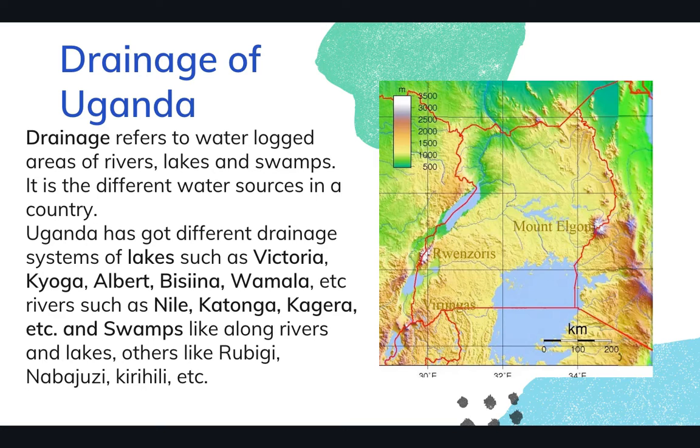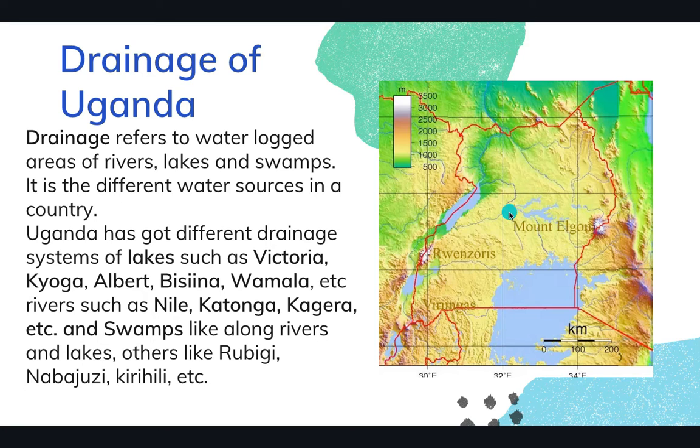Uganda has different drainage systems of lakes, such as Victoria, Kyoga, Albert, Bisina, Wamala, and rivers such as Nile, Katonga, Kagera, and swamps along rivers and lakes, others like Lubigi, Nabajuzi, and Kirihiro, to mention but a few. Quite a number of these are just a few examples, but when you go around the area where you stay, you are going to find different swamps, lakes, and rivers.